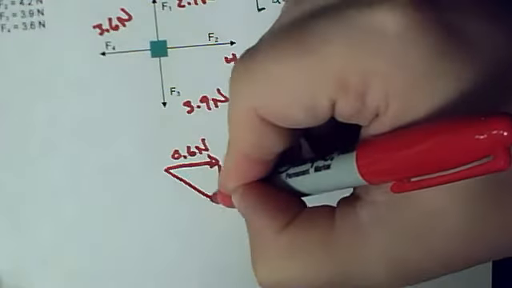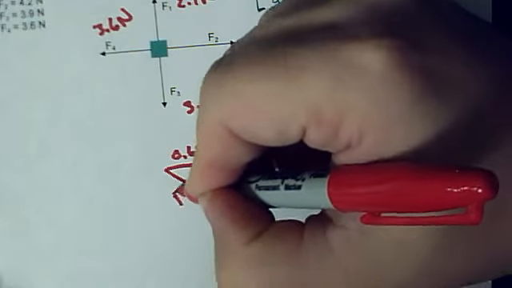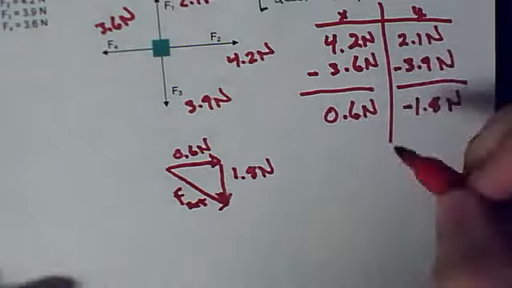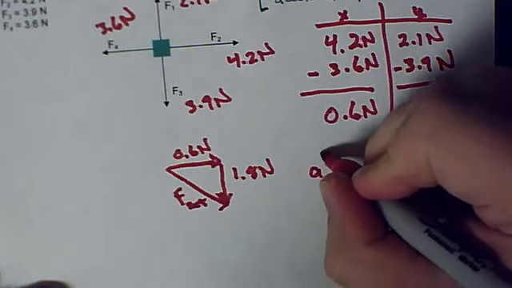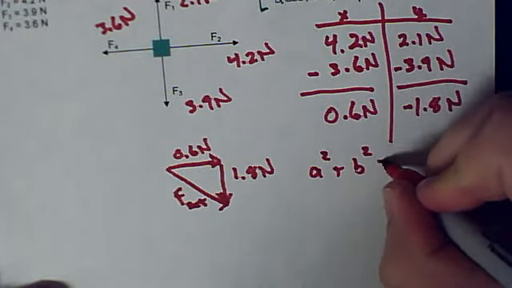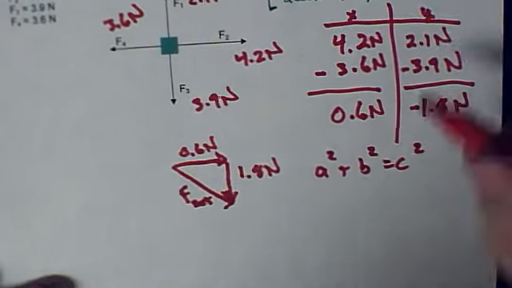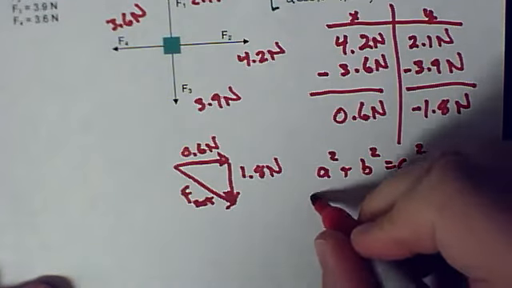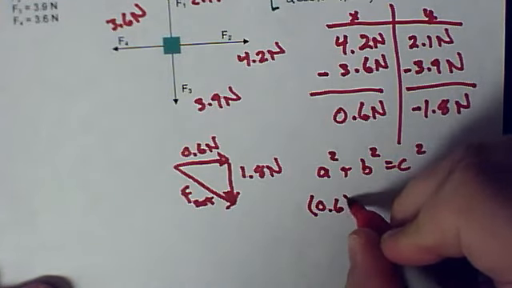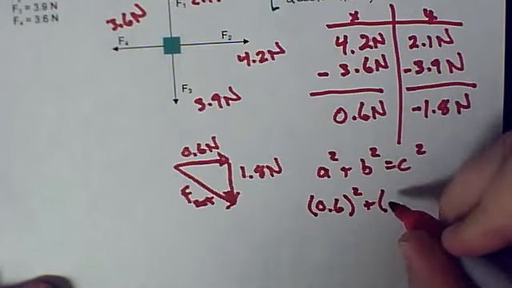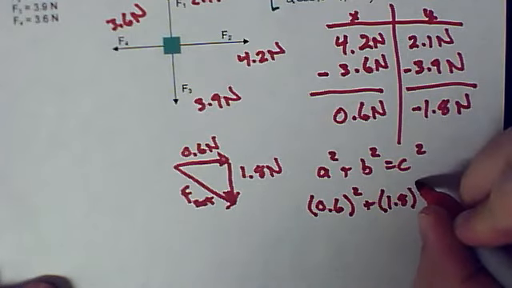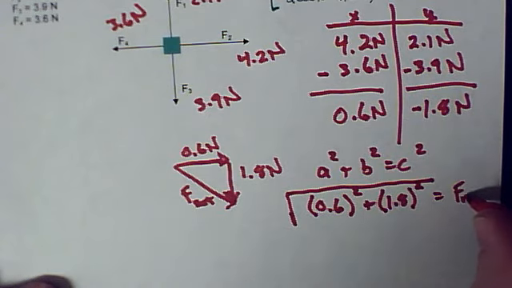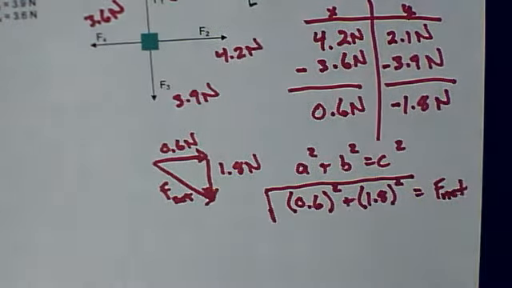So the net force is the resultant of that. So to find that, I use the Pythagorean theorem. A squared plus b squared equals c squared. So c, my net force, is going to be 0.6 squared plus 1.8 squared. And I take the square root of that, is going to be my net force.